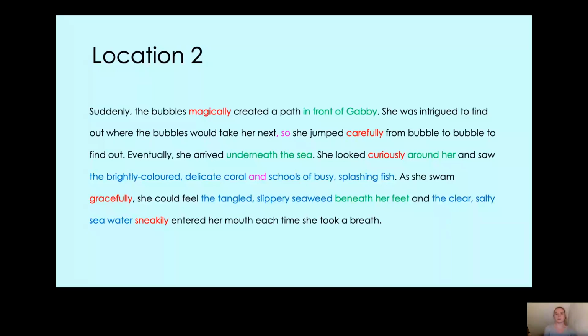Okay, so let's go through this sentence by sentence. So suddenly, the bubbles magically created a path. So that's how they created them. They created them magically. So there's my adverb of manner. A path in front of Gabby.